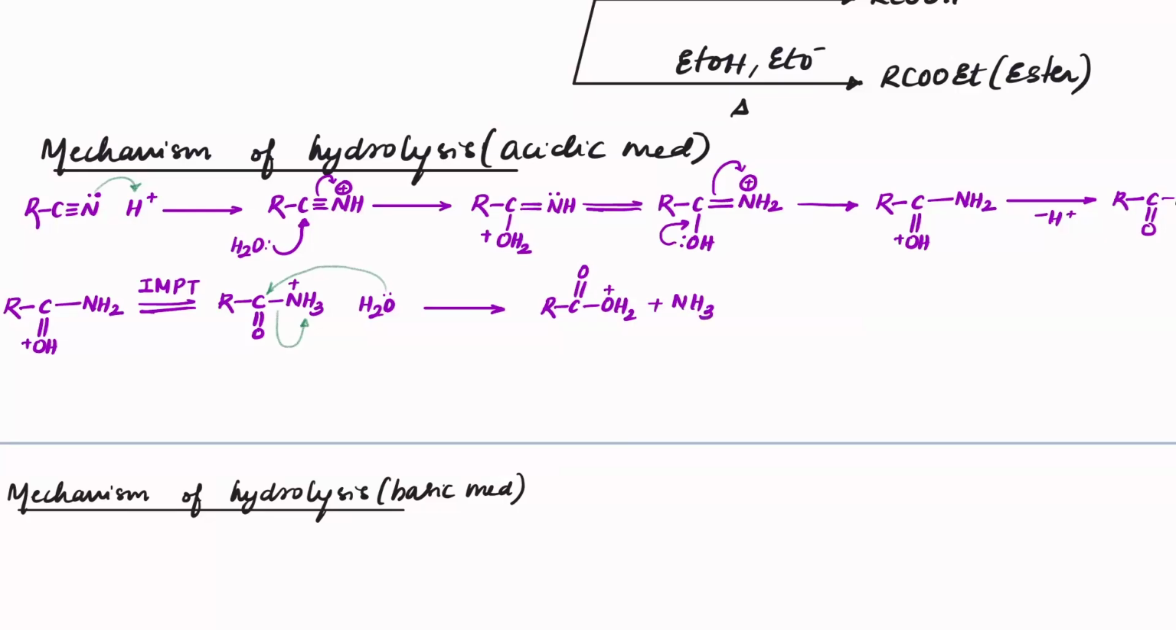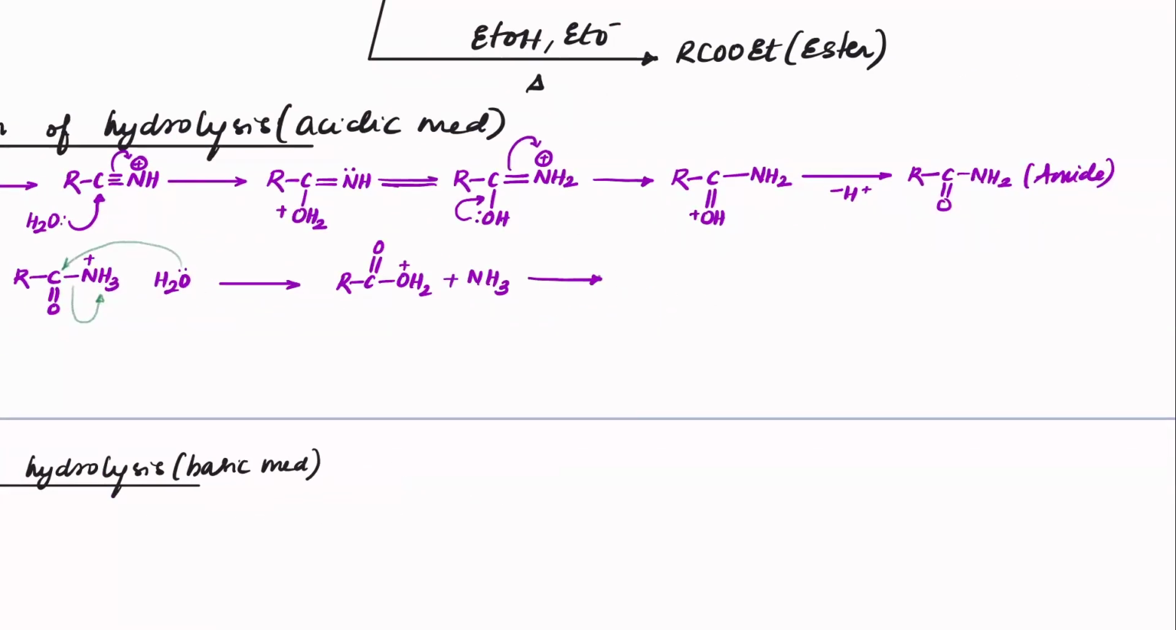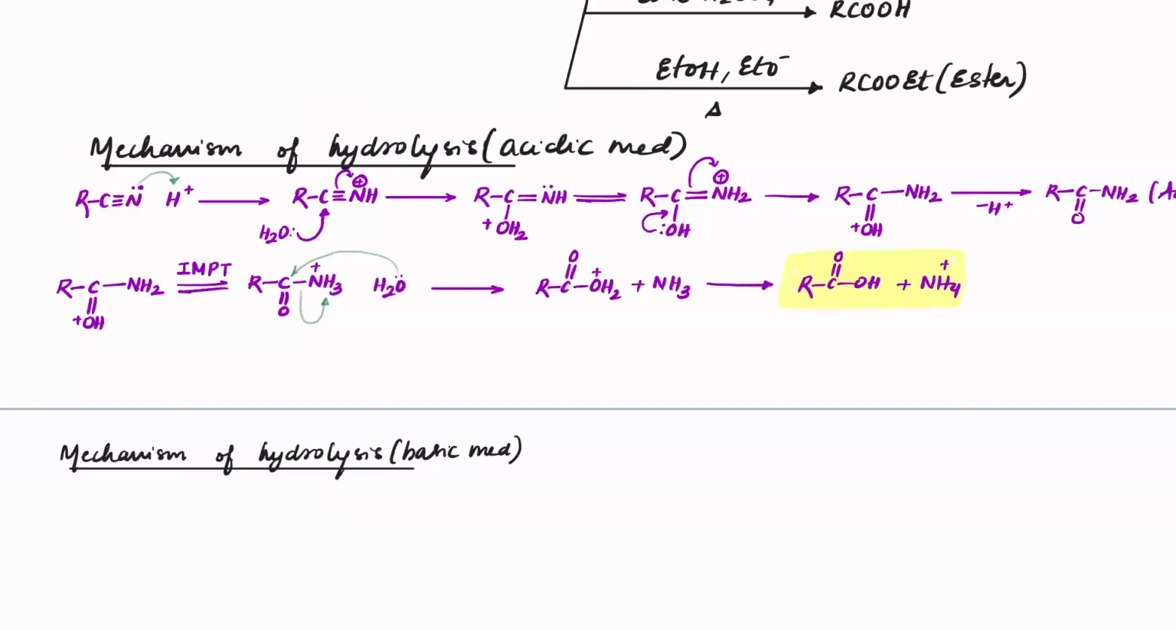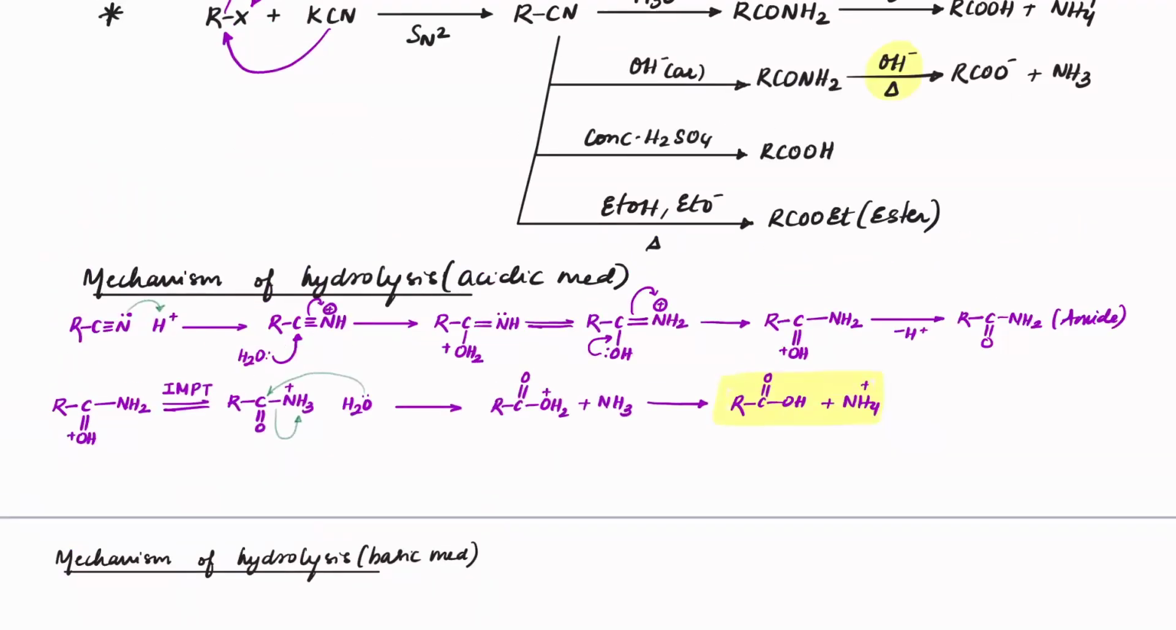Now you can see this is more like an acid base reaction again, giving you RC double bond O OH plus NH4 plus. So in the product, we would always report these two. On acidic hydrolysis, we'll report acid and ammonium ion or ammonium salt. Clear? This is how the mechanism works in acidic medium.